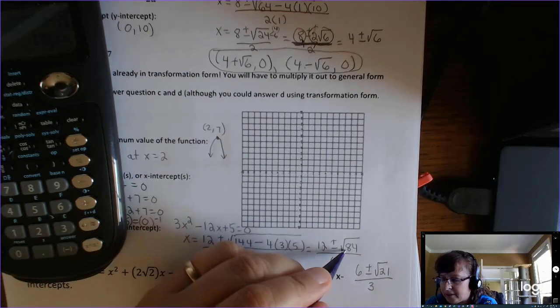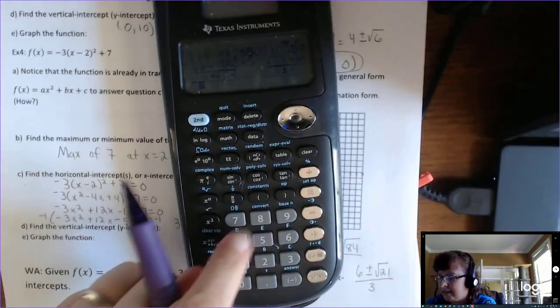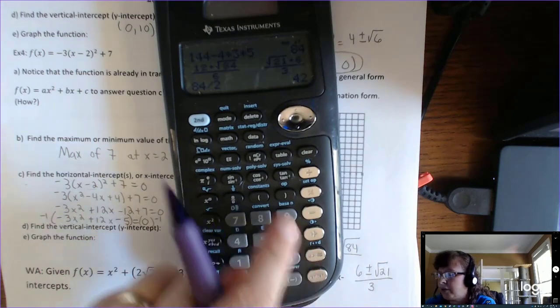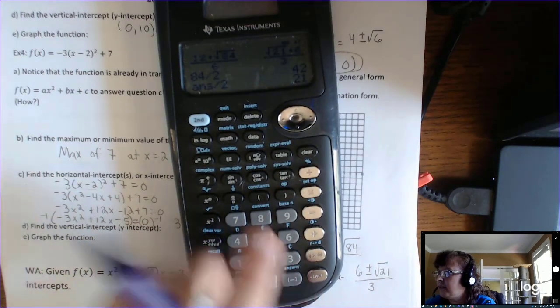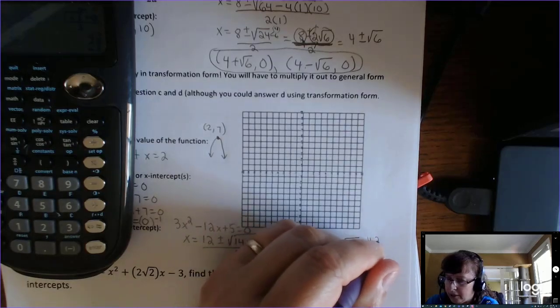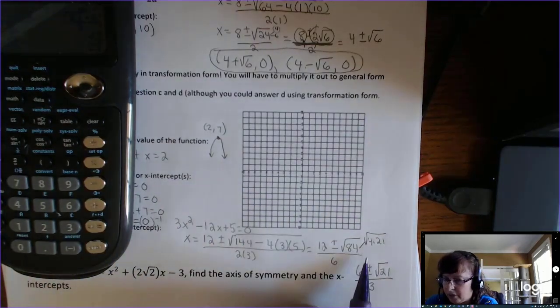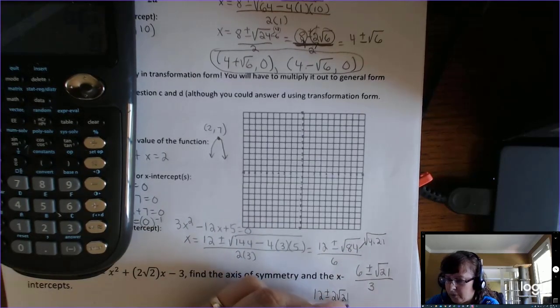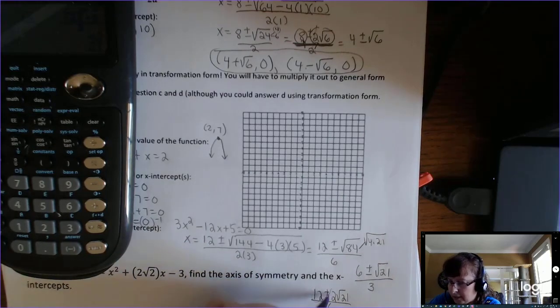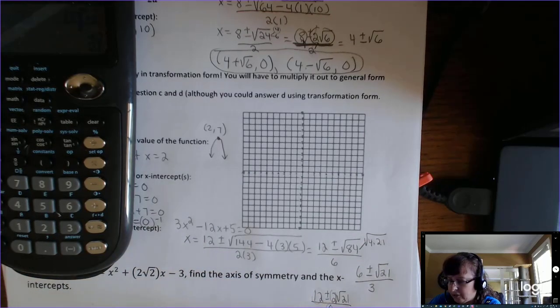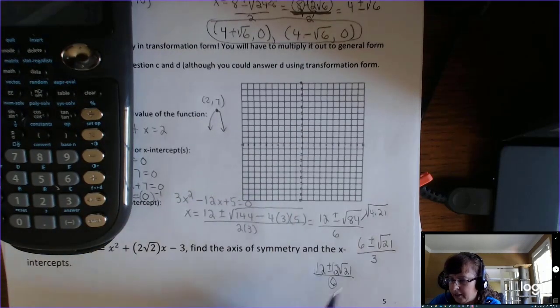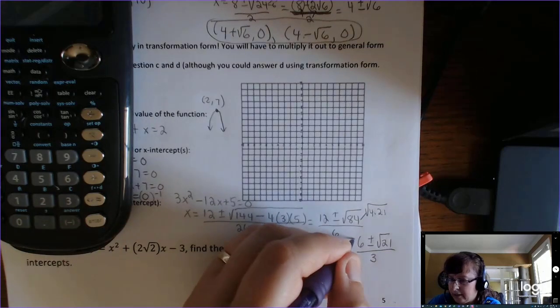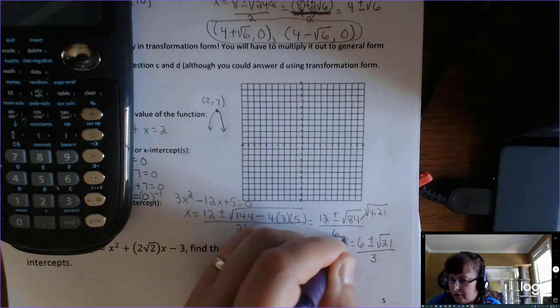So where that came from is 84 divided by 2 is 42. Well, that divides by 2. See, so 84 is 4 times 21. So the square root of 4 is 2, so that's 12 plus or minus 2 root 21 over 6. Well, what goes into the 12 and the 2 and the 6? 2 does, right? So 12 divided by 2 is 6. 2 divided by 2 is 1. 6 divided by 2 is 3. So these are my x-intercepts. These are my zeros.